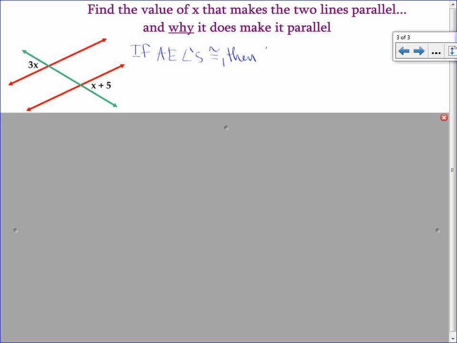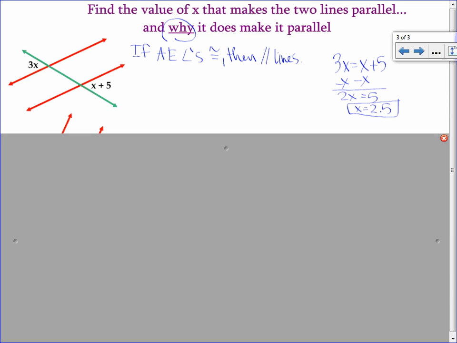Okay, so this is the why piece of it. Your if-then sentence is your reasoning on how you're going to set this algebra up. Right there it tells you that if those 2 angles are equal to each other, then we know the red lines are parallel. So what equation would you set up? Okay, so we'll solve this. And you have both pieces of the problem. We have our why it works, and then we have the x value that would actually make them equal.